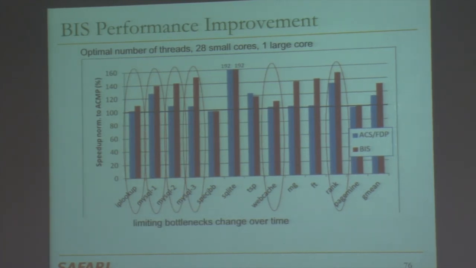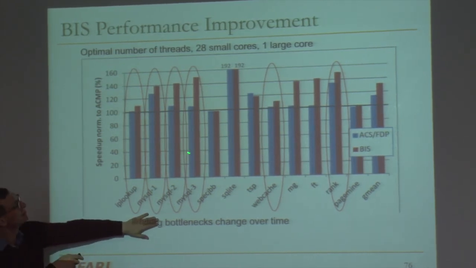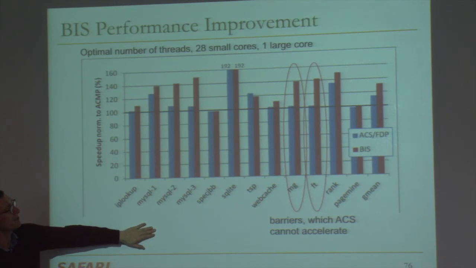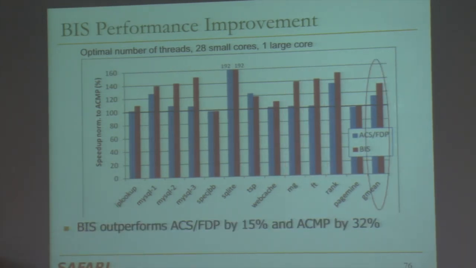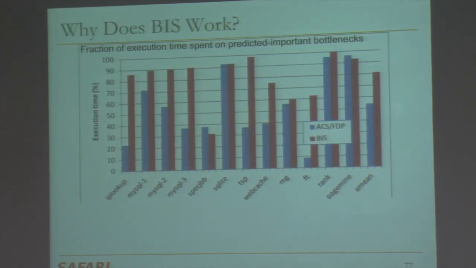And there are reasons why performance improves. Some benchmarks' limiting bottlenecks change over time, and the criticality or importance of the bottlenecks changes over time. So BIS can adapt to them better. Some benchmarks have barriers which ACS cannot accelerate. So that's the takeaway. And scalability also improves on four of the workloads. But let's take a look at why this works, actually.